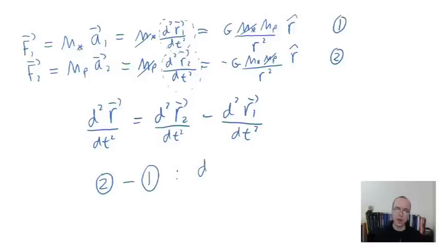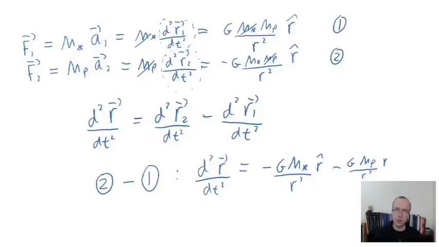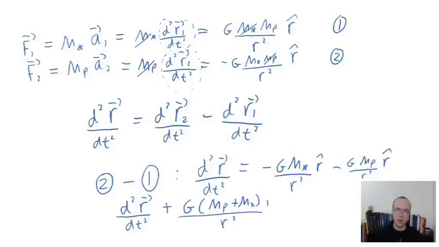which will then tell us that d2r by dt squared will just be given by minus G times the mass of the star divided by r squared in the r direction from equation 2, minus G times the mass of the planet divided by r squared in also the r direction. And so if we take these two quantities and bring them over to the left-hand side, we can get our differential equation that we want to solve, that d2r vector by dt squared plus G times the sum of the mass of the planet plus the mass of the star divided by r squared multiplied by the unit vector in the r direction is equal to 0.